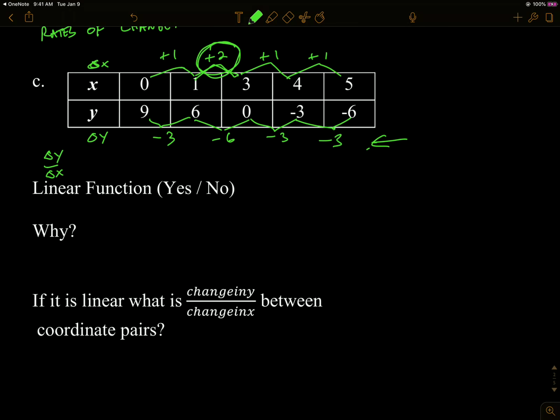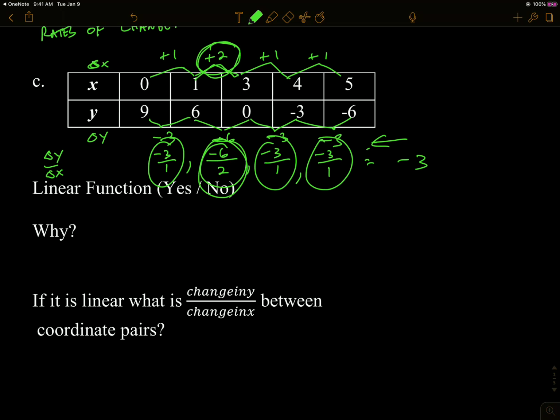And here's how we're going to do this. This is why you got to make those fractions. At the first step from 0 to 1, the change in y is -3 and the change in x is 1. On the next step, the rate of change is -6 for the change in y over a change of 2 for x. On the next step, y changes by going down 3 while x goes up 1. And on the last one, y goes down 3 while x goes up 1. If I now reduce all of these, I end up getting a rate of change of -3, because this one is also -3. So I've got -3, -3, -3, and -3.